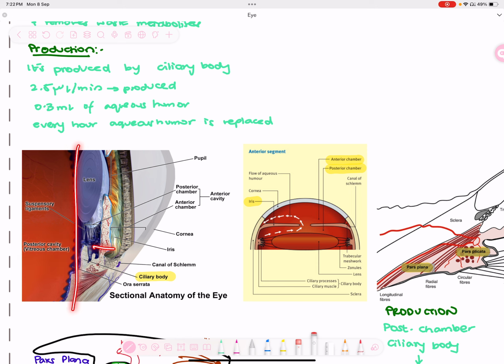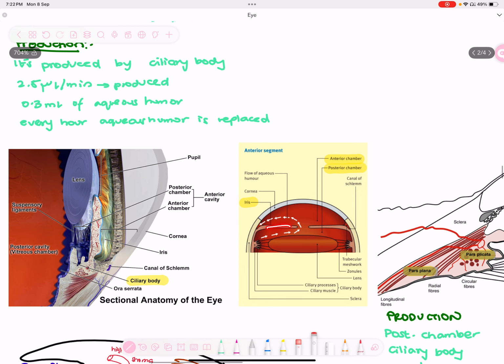Sorry, anterior section, right? This is the posterior section, this is the anterior section, and our anterior section is divided into an anterior chamber and a posterior chamber. So the anterior chamber is right in front of your iris. So you can see here, this is the iris, right? So in front of the iris, this is your anterior chamber. Right behind the iris, this is the posterior chamber. I hope this is clear. Here also you can see the same thing. Iris, anterior to that, that's the anterior chamber. Posterior to that, that's the posterior chamber. And this is the iris, right?